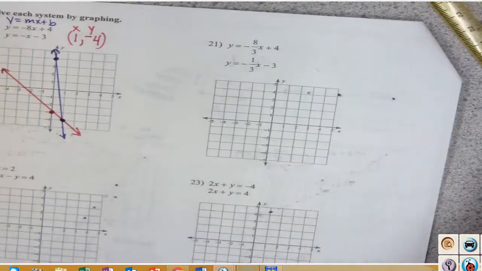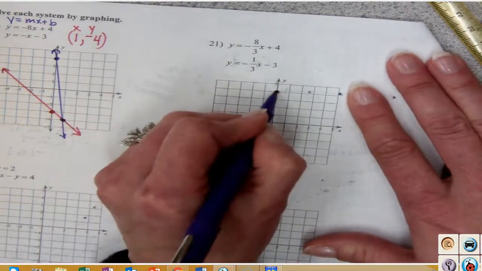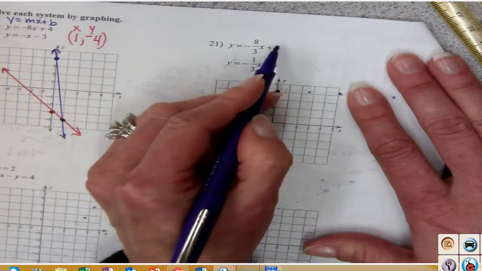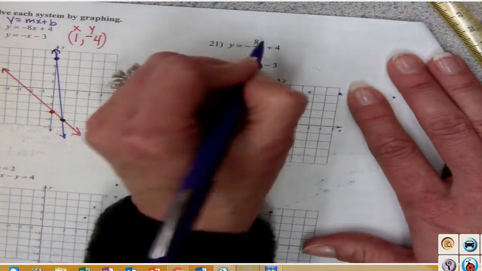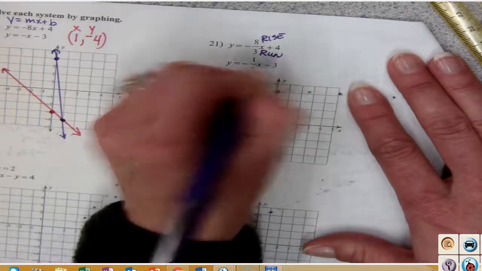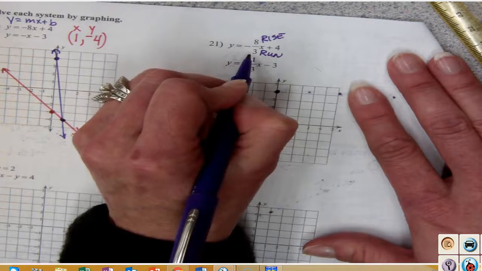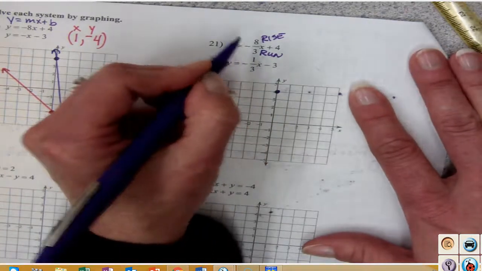Moving on. So now, same type of thing. I'm just going to graph these. This is my y-intercept, my slope. This would be my rise. This would be my run. There is a negative, so that means one is negative, the other is positive. Either one can be negative or positive.